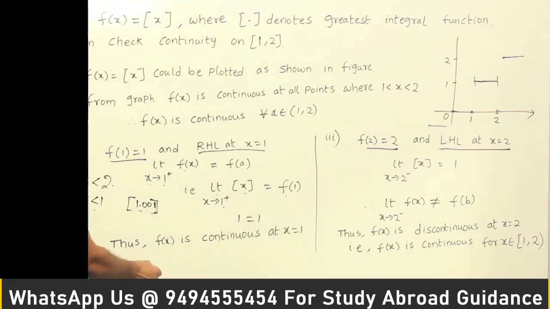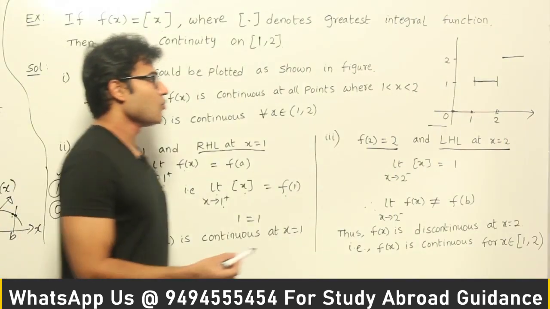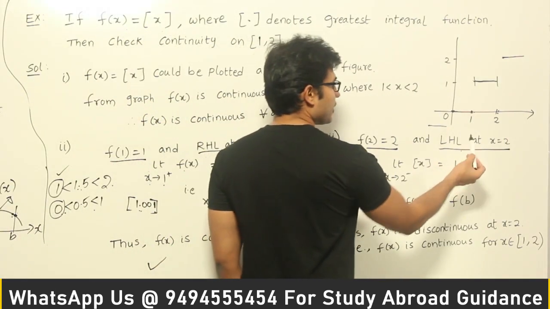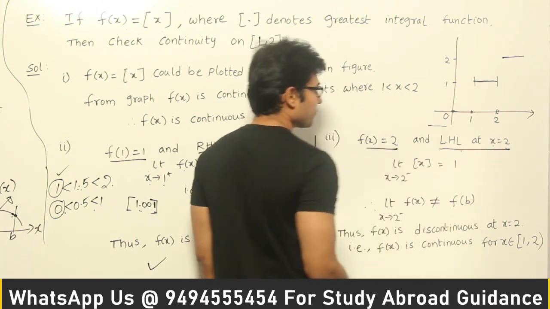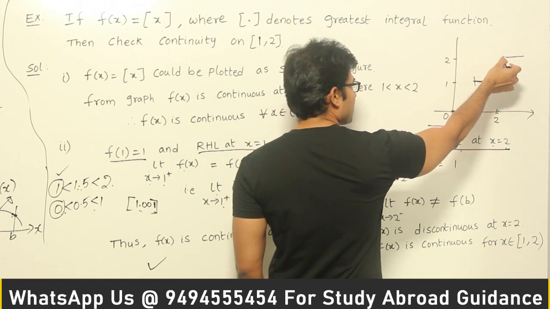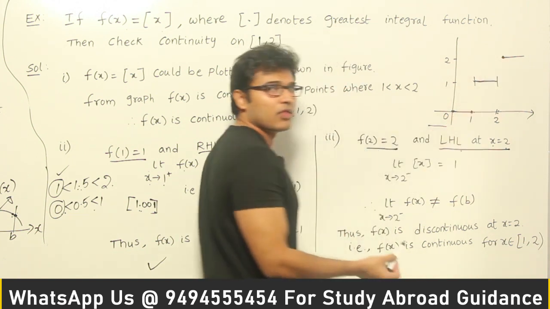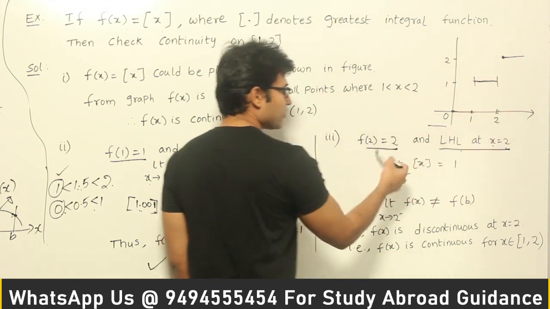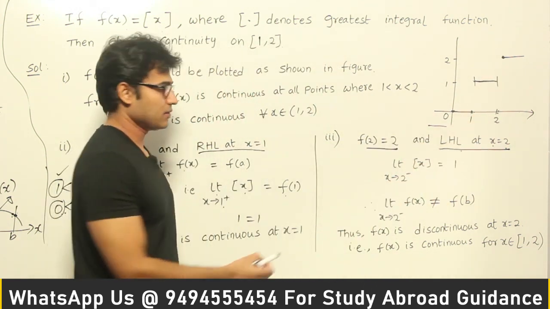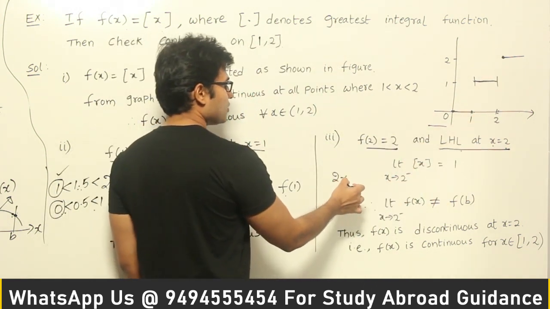Got it? Okay. Now if you want to see why it is not continuous, look at the value of the function at x equal to 2. At x equal to 2, the value of the function is going to be 2. Now if you take a point which is slightly to the left of it, which means from 2 you have to subtract something, right? So if I subtract, let's say 0.